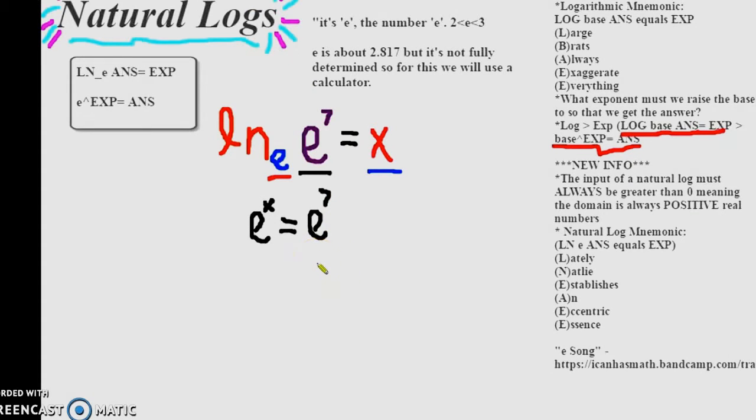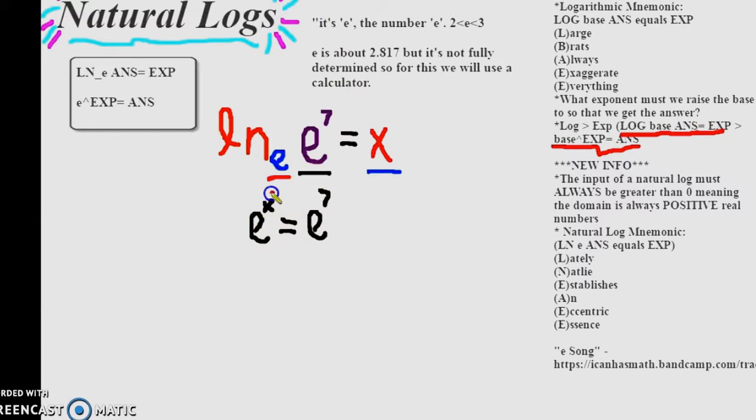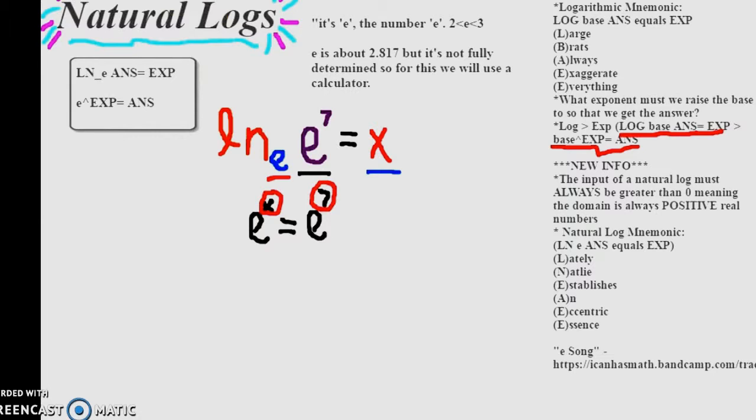A lot of people confuse that, but honestly you can just figure out that x does equal 7 because they're in the same place with the same base. Same place, same base.